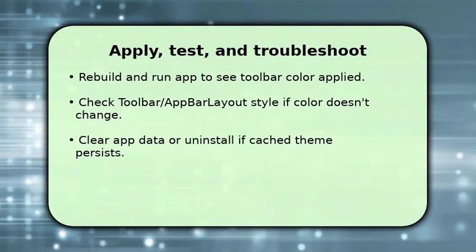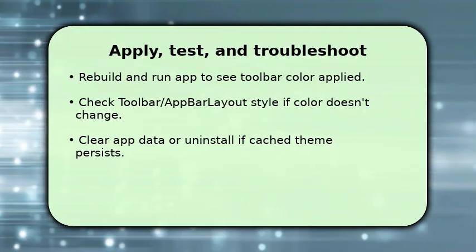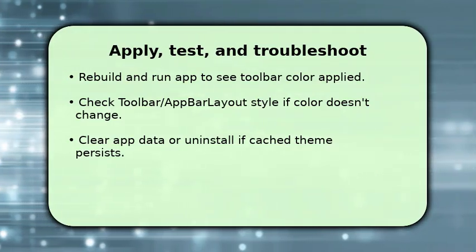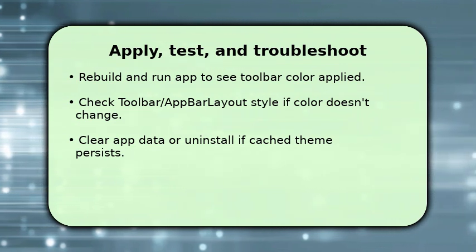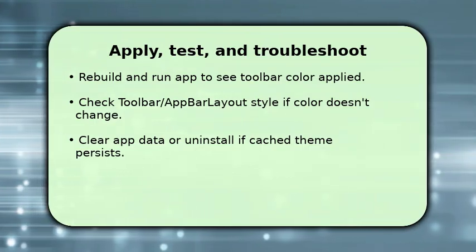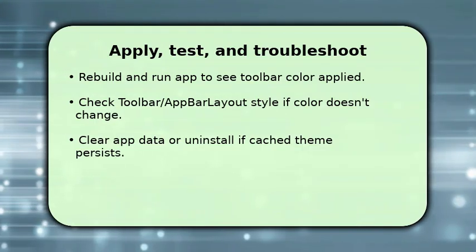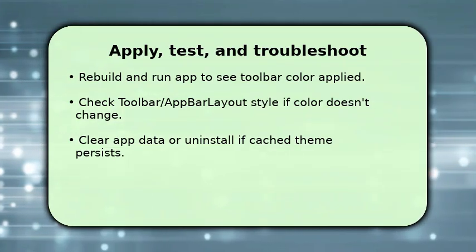If you are using a toolbar widget, make sure it inherits the theme or uses ?attr/colorPrimary or @color/colorPrimary directly, otherwise update its style. If changes don't appear, clear app data or uninstall and reinstall to avoid cached values. One key troubleshooting tip: inspect the view hierarchy with Layout Inspector to verify which theme or style is actually applied at runtime.